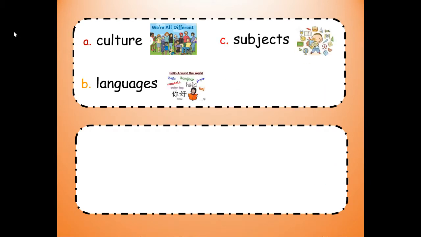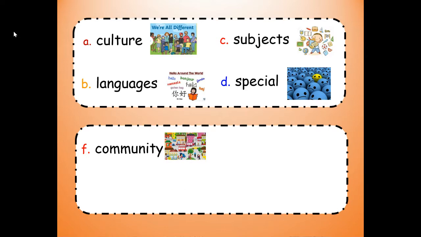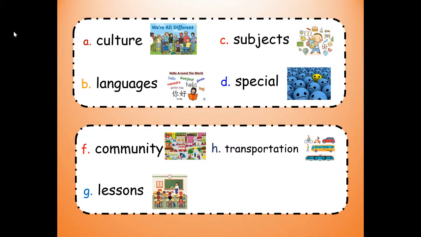And you don't need to write these words yet. We're just going to say them out loud. So A is culture. B is languages. C is subjects. D is special. F is community. G is lessons. H is transportation. And I is where.